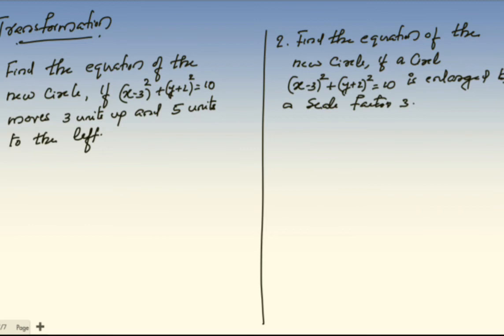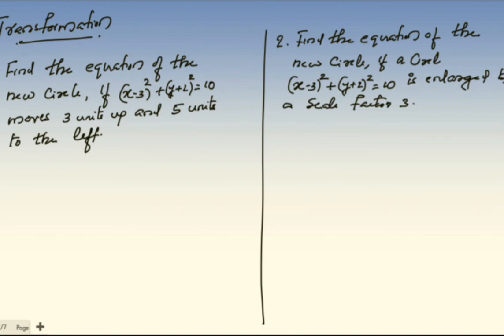Now coming to transformation of a circle. So look at the question. Find the equation of the new circle if the given circle moves 3 units up and 5 units to the left. What will be the equation of the new circle? You know, transformation means translation, reflection, rotation and enlargement. Here, except enlargement, for the other three, what you have to do is find the center and do the necessary changes.